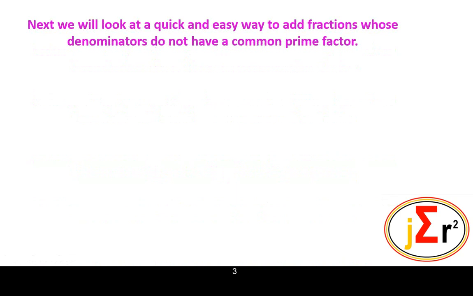Next, we will look at the quick and easy way to add fractions whose denominators do not have a common prime factor. So if fractions have denominators that do not have a common prime factor, we may shorten our work by just making use of this format. If you do not make use of the format and you just do it naturally, it's fine, but the result will be the same. So what we have here is just a way in which we can shorten the process in terms of time.